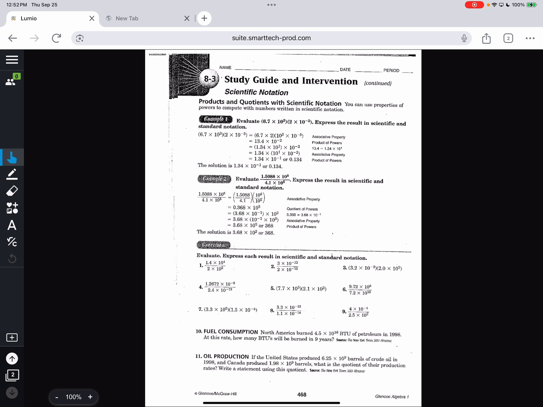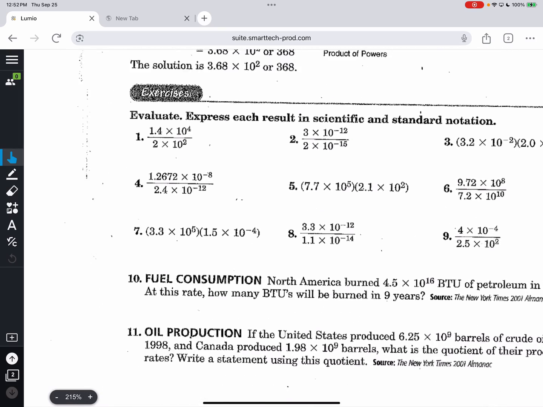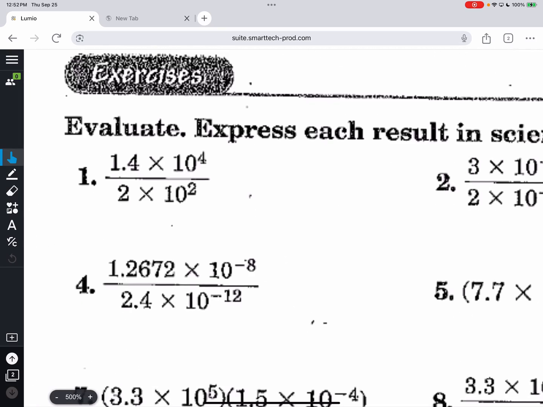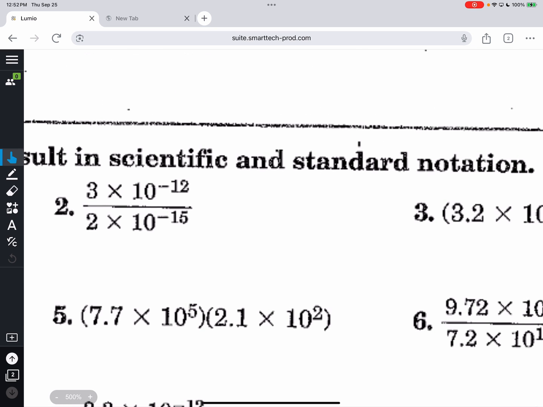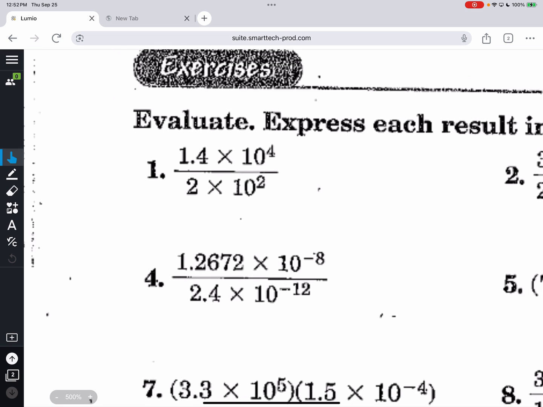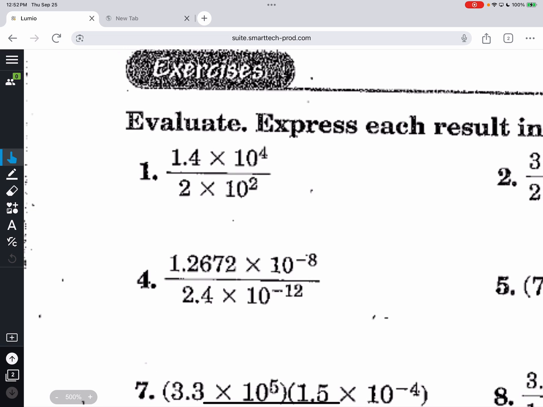Now we're going to be using operations. This is where we're remembering that if we are multiplying, we're adding exponents. If we're dividing, we're subtracting exponents. And it says in the directions your answers need to be in scientific form as well as standard notation. So here's where your handy dandy calculator comes into play. You're going to take the numbers and divide them first. We won't even worry about the 10 to the whatever exponent. So tell me what we get when we say 1.4 divided by 2. 0.7.